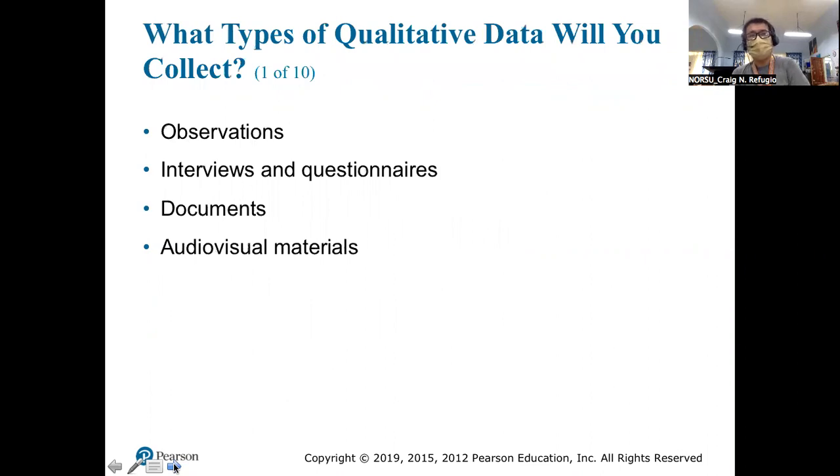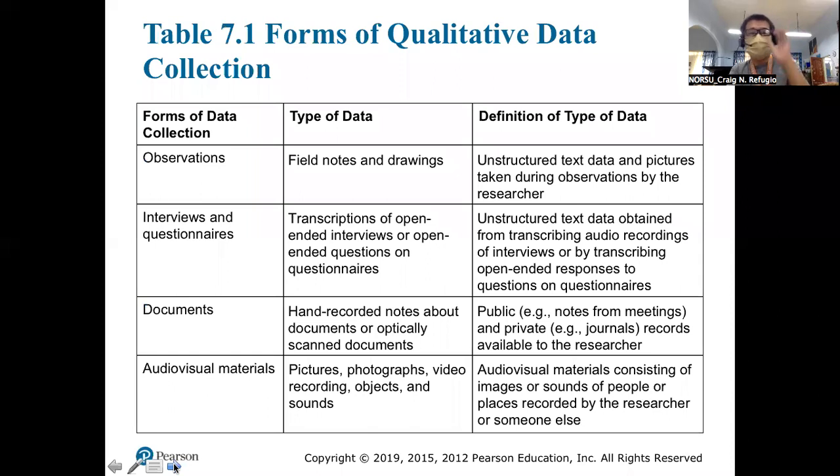Next, what type of qualitative data will you collect? So we have observations, we have interviews, and then questionnaires, documents, most of the time documents, then audiovisual materials. So Table 7.1, forms of qualitative data collection. The table has 3 columns. First column, forms of data collection. Second column, type of data. And then the third column, definition of type of data. So could you read that one?